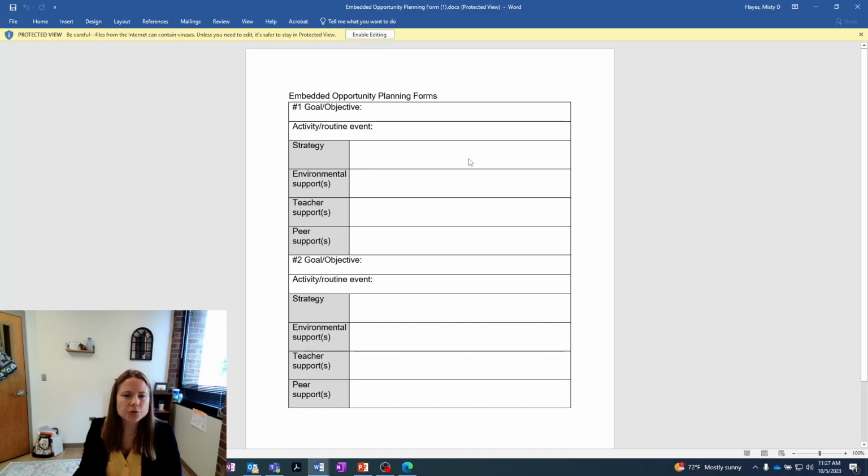So when you're looking at the strategy, it's like, what are you using to make sure you're supporting the child? So you're going to look at the teacher supports, the peer supports, and the environmental supports. And then you're going to write down a second goal, and you're going to do the same thing as you walk through. So it's important for you to figure out, when can we make sure that we're meeting these goals? What time of day? What's the strategy we're using? What supports are put in place in the environment? What are the teacher supports going to be? And then what peer supports will be added?